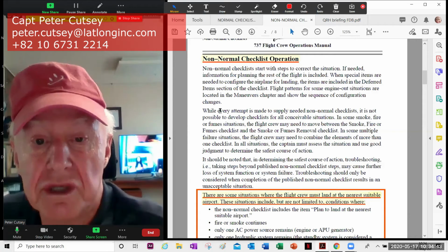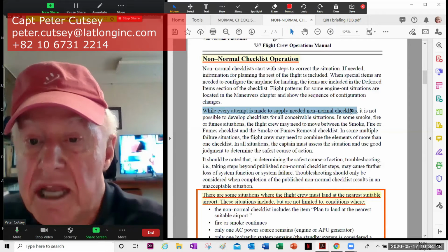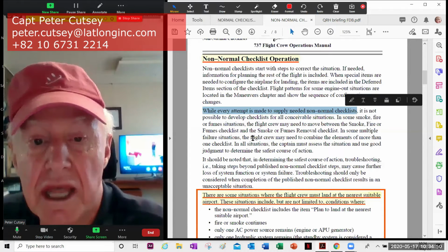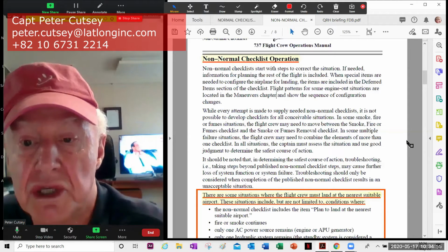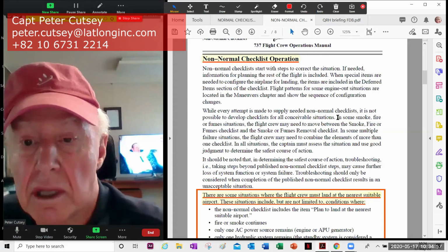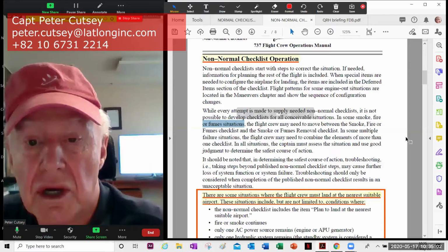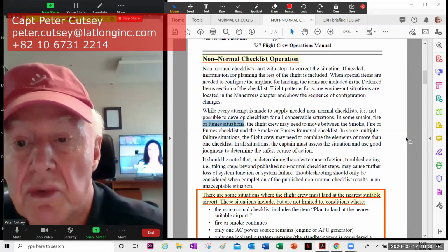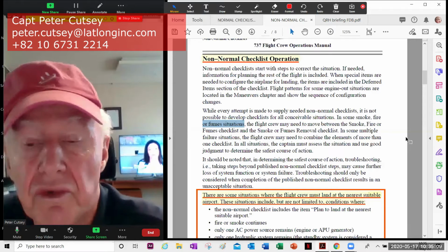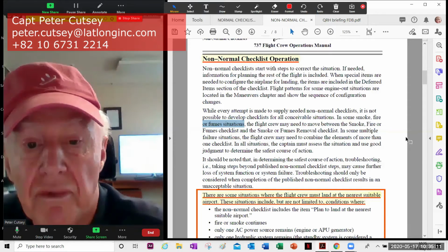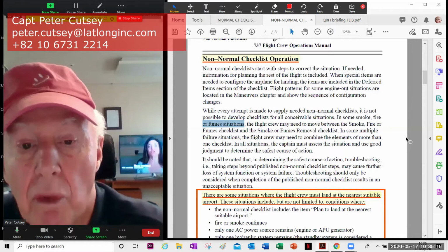While every attempt is made to supply needed non-normal checklists, it is not possible to develop checklists for all conceivable situations. In some smoke, fire, or fume situations, the flight crew may need to move between the smoke, fire, or fumes checklist and the smoke or fumes removal checklist. In some multiple failure situations, the flight crew may need to combine the elements of more than one checklist.